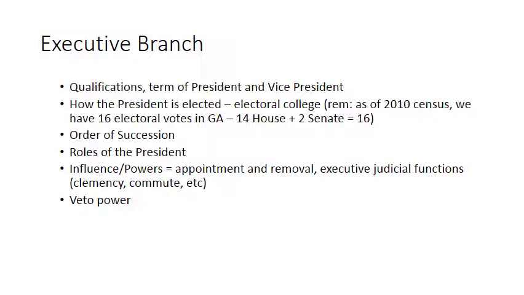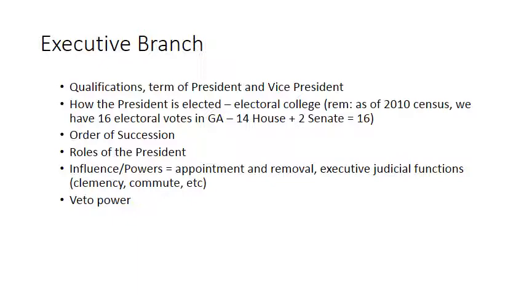On the executive branch, again, you want to know the qualifications in terms of the president and vice president, how old they have to be, do they have to be natural born, and how long the president serves, and how many terms the president's allowed to serve. How is the president elected?